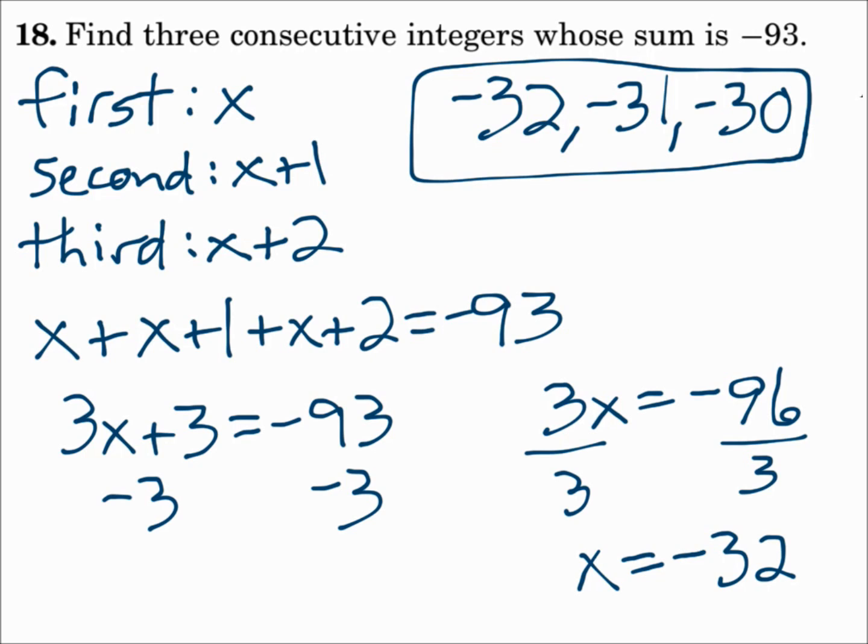With consecutive integers, the first one is x, the second one is x plus 1, the third is x plus 2. Or if they're even or odd, the first is x, and the second one is x plus 2. The third would be x plus 4. If it says their sum is something, add them up to equal that, and solve the equation.